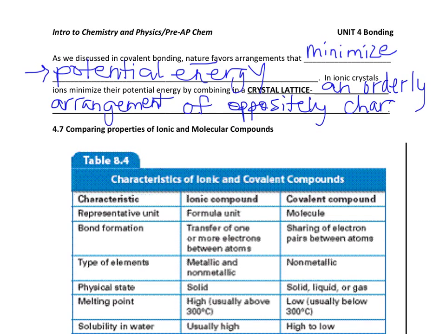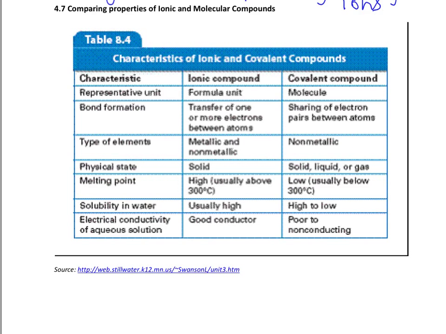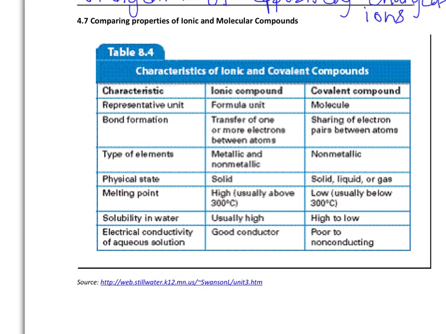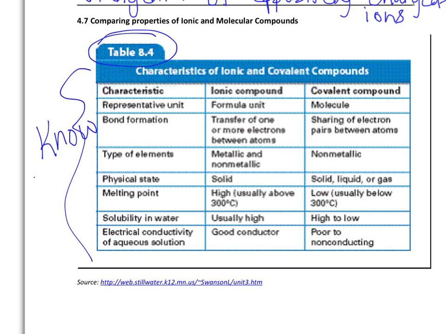An orderly arrangement of oppositely charged ions. Now, though I don't have you taking any notes on this table, oops, sorry, let me turn my pen back on. On this table, you do need to know this. Just put a big "know," as in you've got to know it. You need to understand for each type of compound, ionic and covalent, what you would expect.